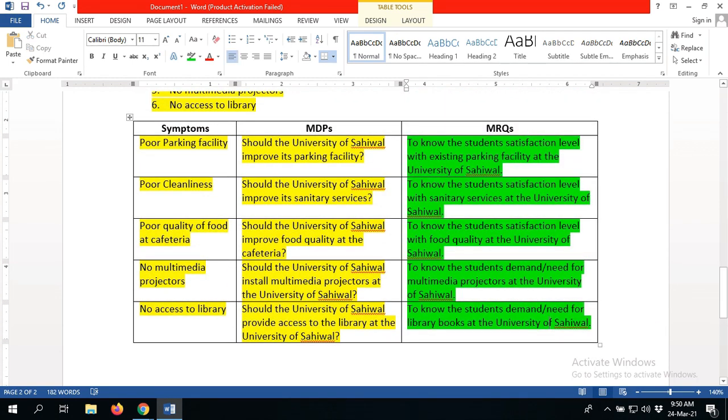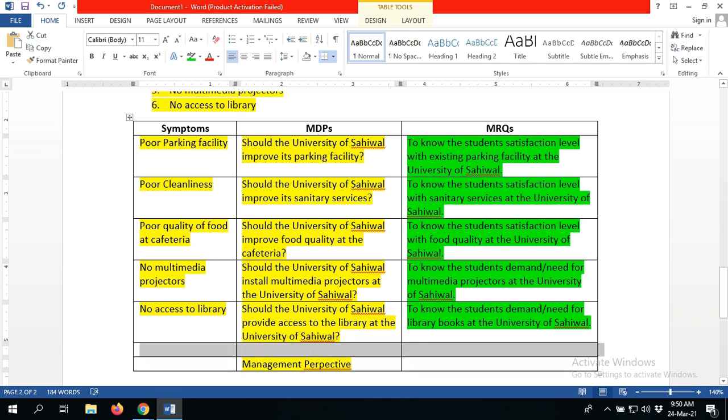Again, I'm writing in the last column so that it should be easy for us. MDPs are from the management perspective, and MRQs are from the researcher perspective. MDP is action oriented and MRQ is information oriented.